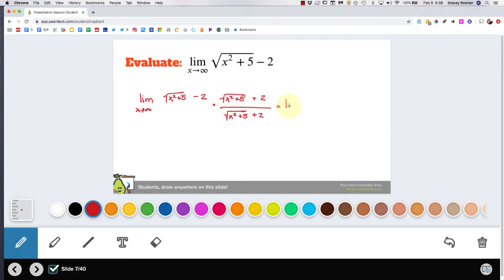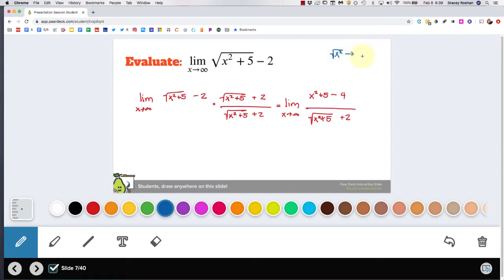And so now I have the limit as x approaches infinity, x squared plus 5 minus 4 all over root x squared plus 5 plus 2. So now divide through by the highest power of x in the denominator. Again, wherever I see the radical, that is just degree 1. So under the radical, I'm going to be dividing by that x squared. But when it's not under the radical, that is just an x, because it is just first degree. Root x squared is first degree.